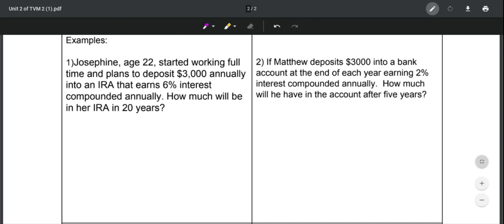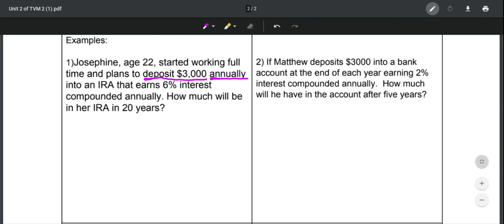Okay, so it says Josephine. And we're going to keep doing these the same way as well. When you get a word problem like this, just go through and pick out the information you need. It just makes it so much simpler. So Josephine started working full-time and plans to deposit $3,000. Usually when it says deposit $3,000 annually, that's talking about the annuity payment, because that's how much she's going to be paying annually, which is just per year.